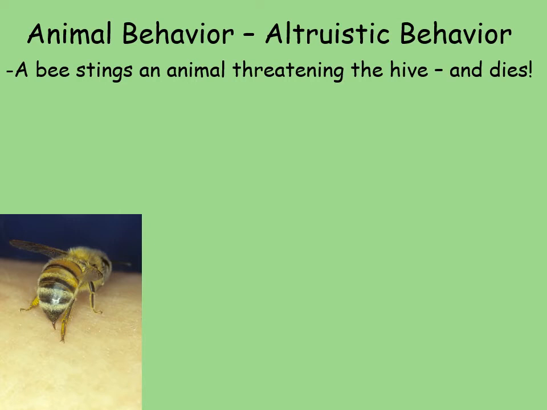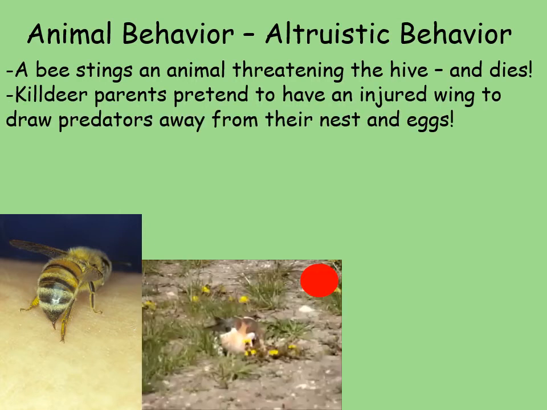So an example would be a bee stings an animal threatening the hive, and as a result of stinging this individual, they die. Killdeer parents pretend to have an injured wing to draw predators away from their nest and eggs, making them more vulnerable to predators. So they will fake injury.